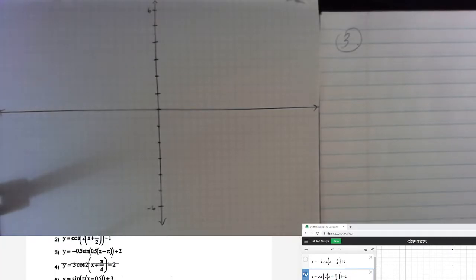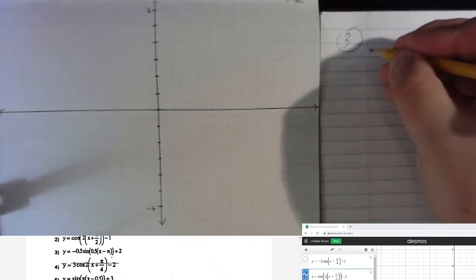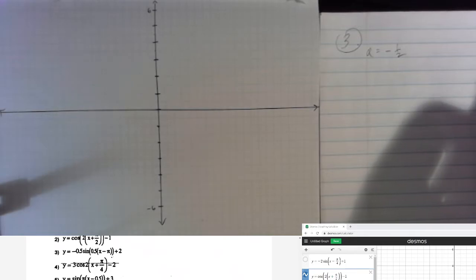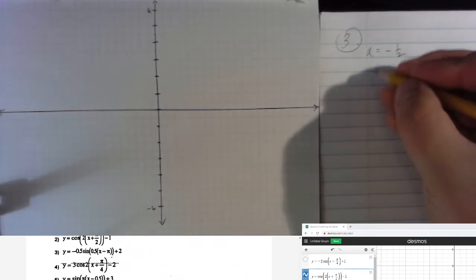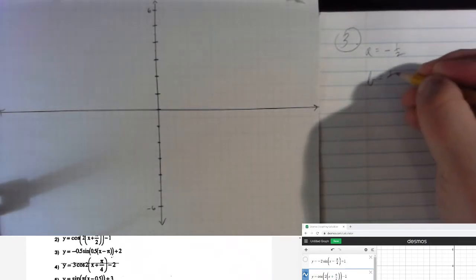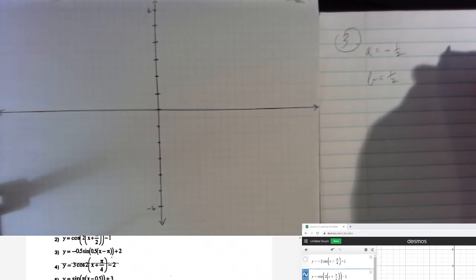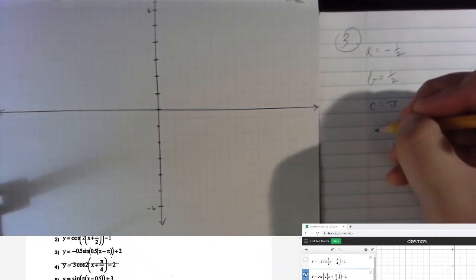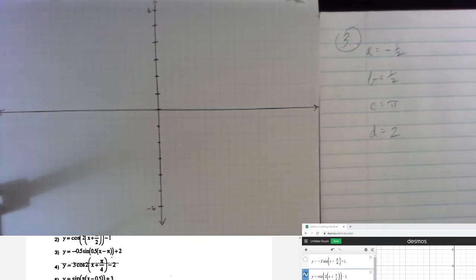Okay, so number 3 is y equals negative 0.5 sine of... So a is equal to negative 0.5. I like fractions more than decimals, so I'll just say negative a half. The b value is also 1/2, and the c value is positive pi, and the d value is 2. Okay, so what is this one going to look like?